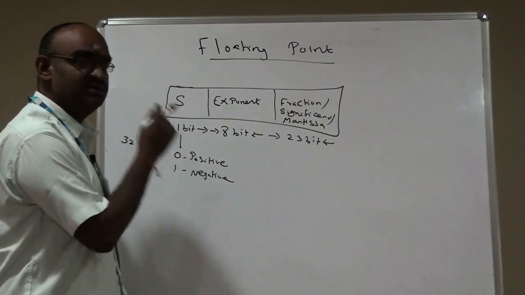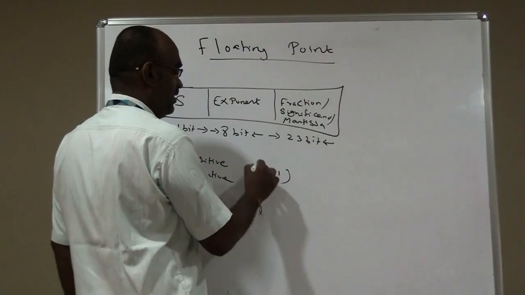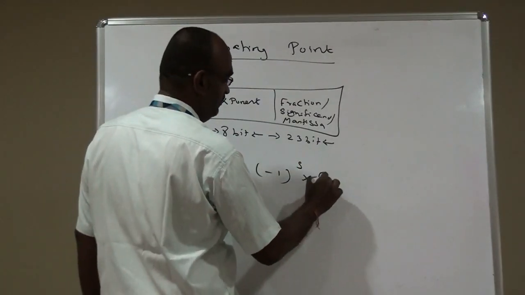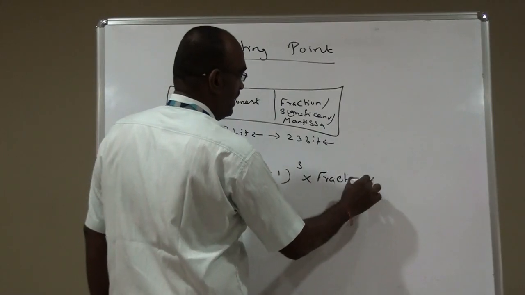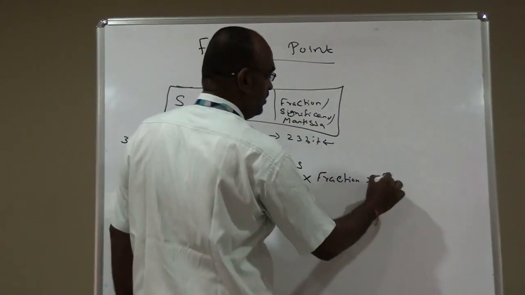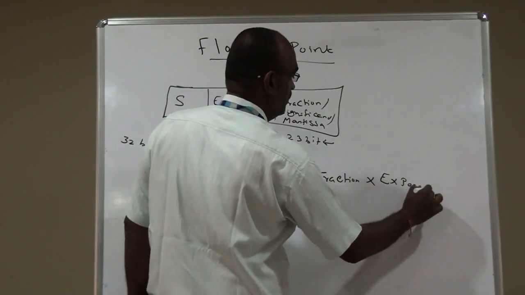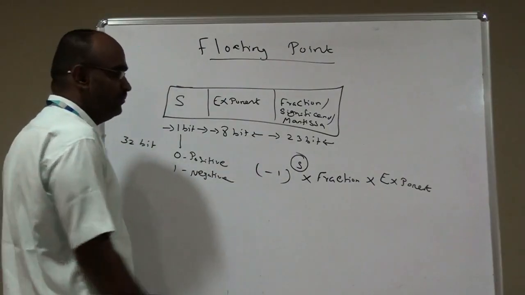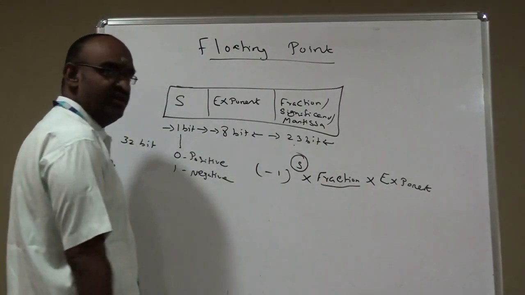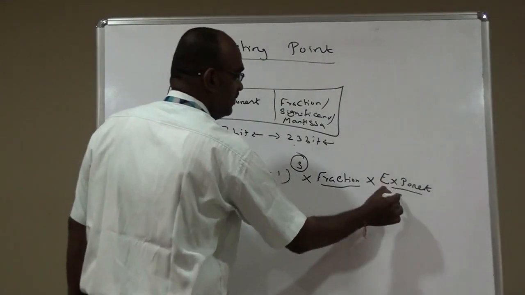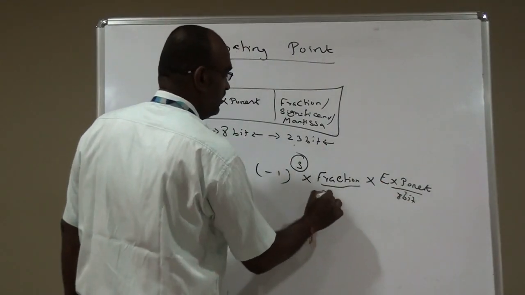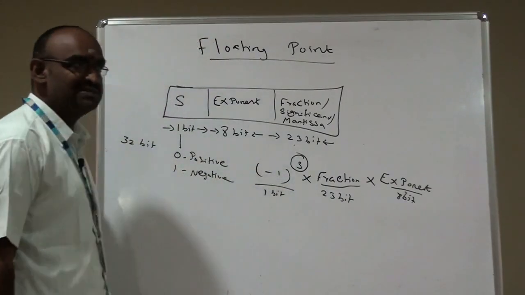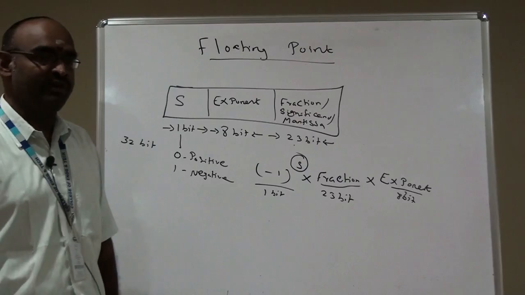So how do we represent this floating point number? It is minus 1 power s, where s stands for the sign bit, multiplied by the fraction, the actual fractional number, and multiplied by the exponent value. The s bit is 0 or 1, positive or negative. Then the fraction is 23 bits, and the exponent is 8 bits. So totally 32-bit single word is called a single precision floating point number.